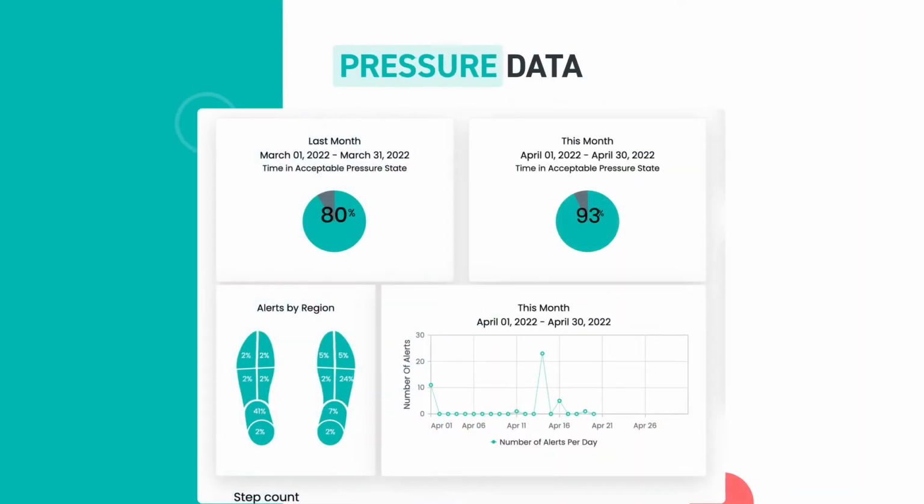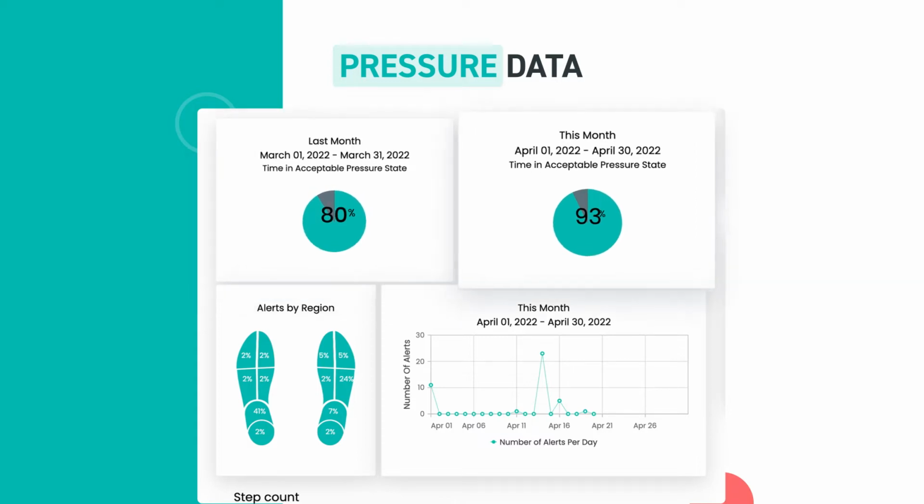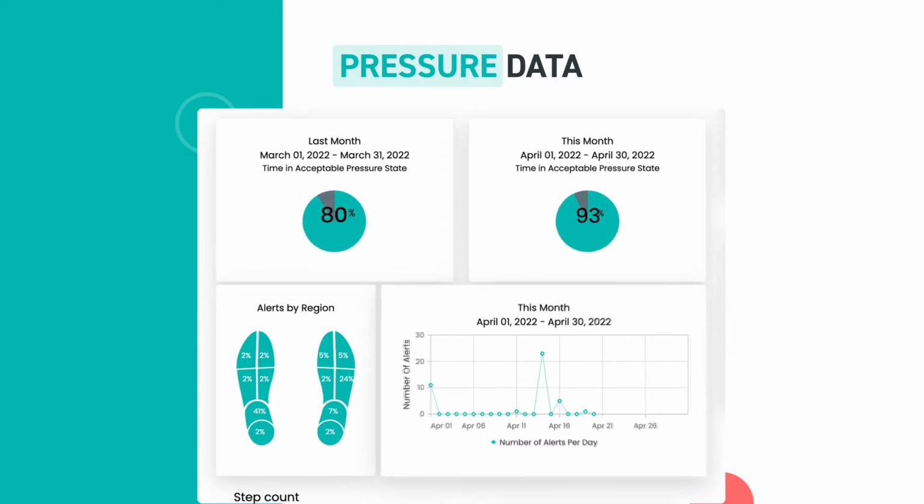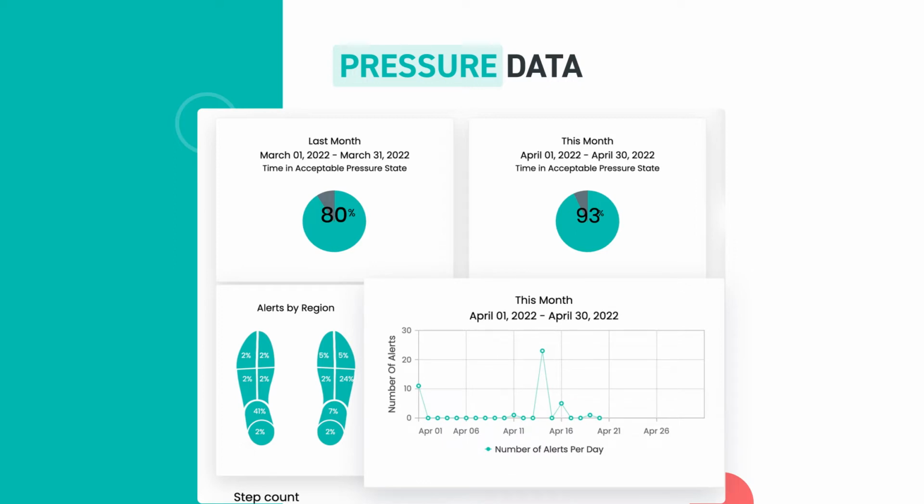Pressure data shows how much time the patient spent in the acceptable pressure state in the previous and current month. The line chart on the right trends the number of high-pressure alerts the patient received each day.